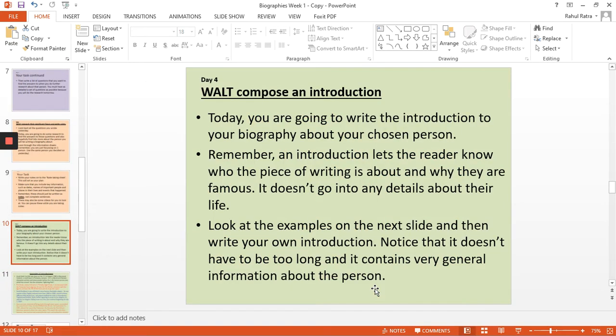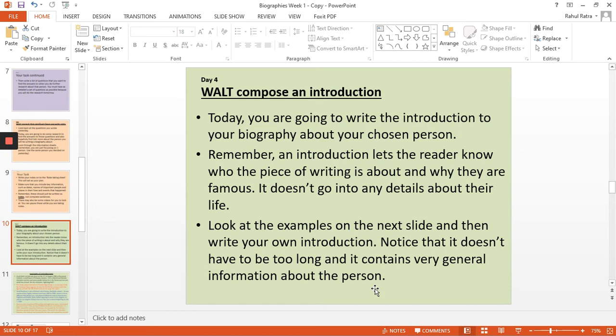Right. Day 4 is when we start writing a biography. Now we're learning to compose an introduction here. You are going to write the introduction, only the introduction, I'm repeating, to your biography about your chosen person. You don't need to add a lot of details to it, but what's important is your reader should know who you're writing about, what did they do, why are they famous.